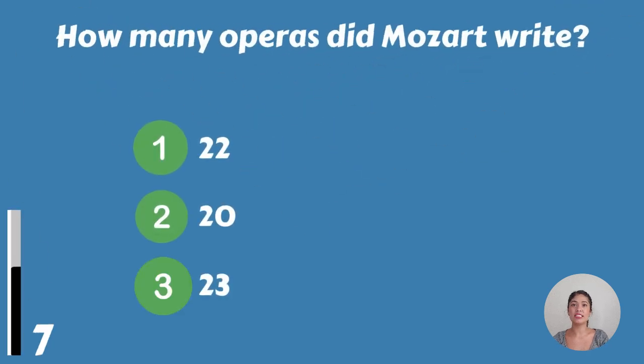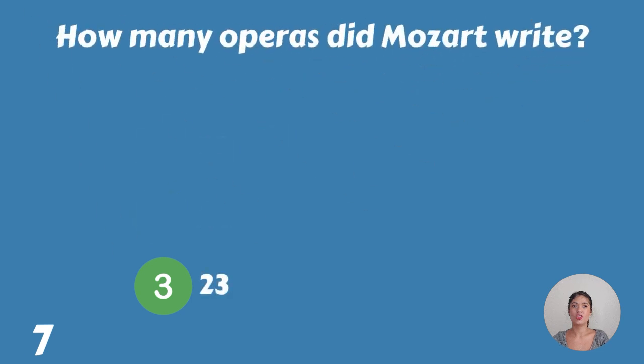How many operas did Mozart write? 22, 20, 23. 23.